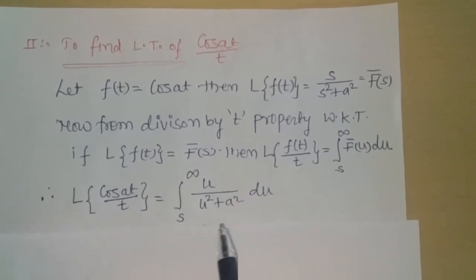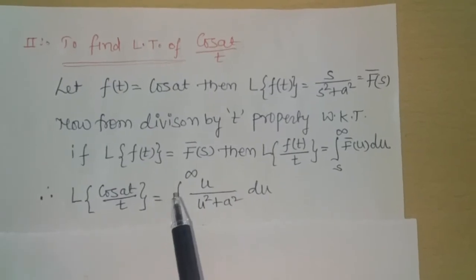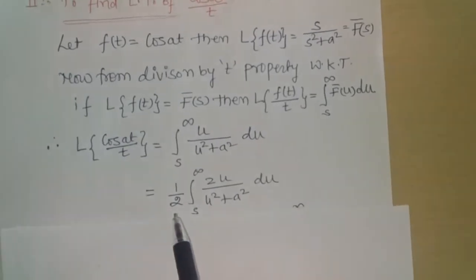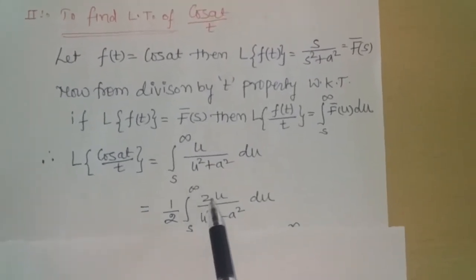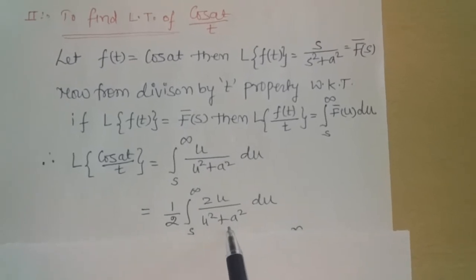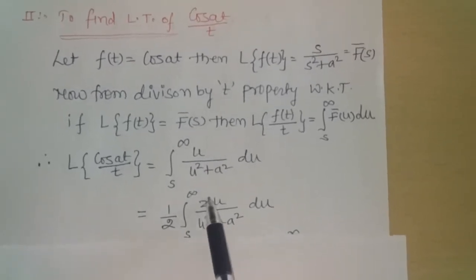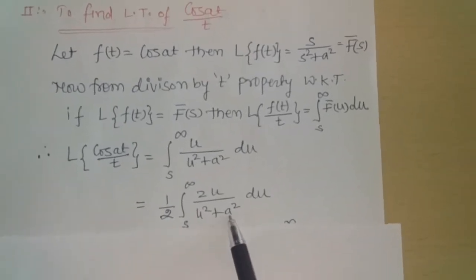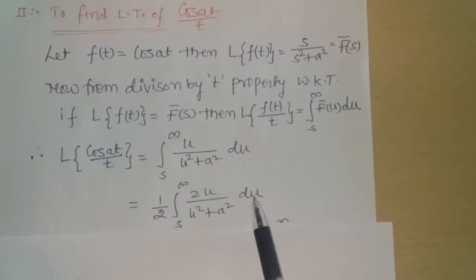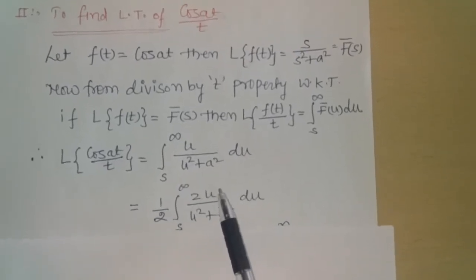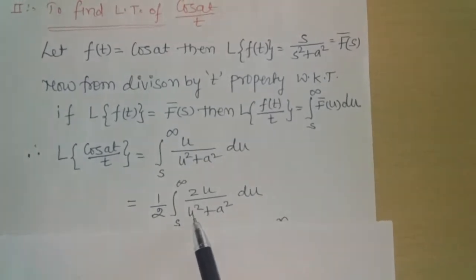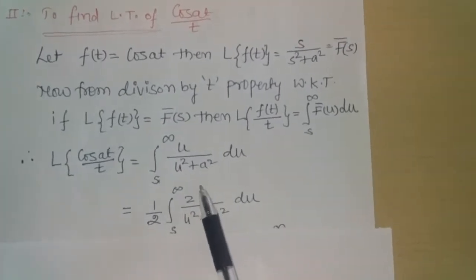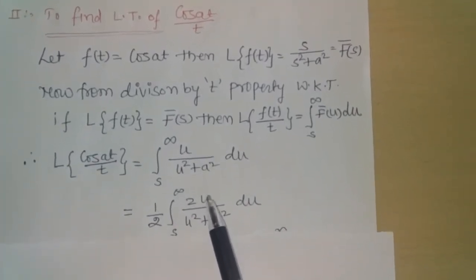Now we are going to integrate this, and for that we multiply and divide this integral by 2, and we get 1 by 2 times the integral from s to infinity of 2u upon u square plus a square du. Now if we put u square plus a square equal to t, then we get 2u du equal to dt. So the integral takes the form of dt by t.